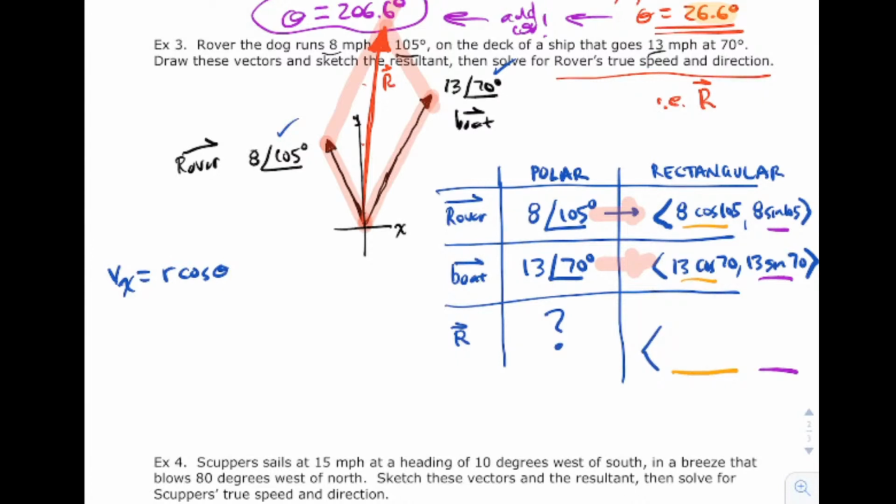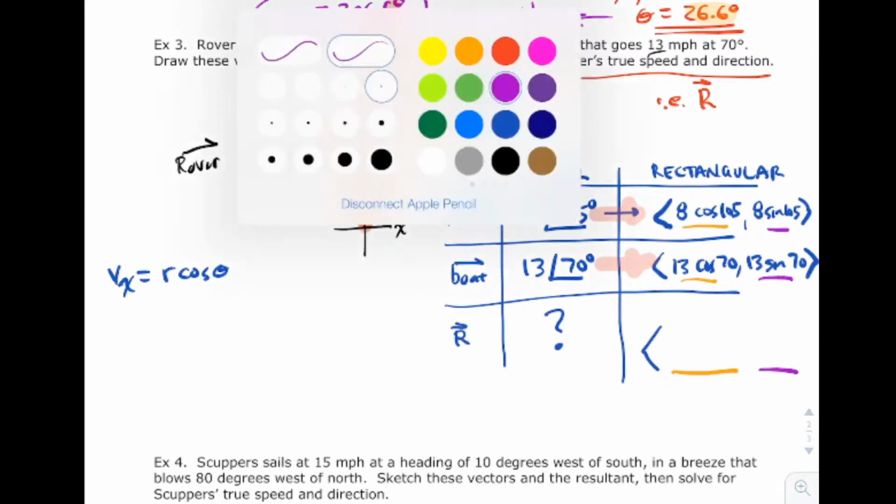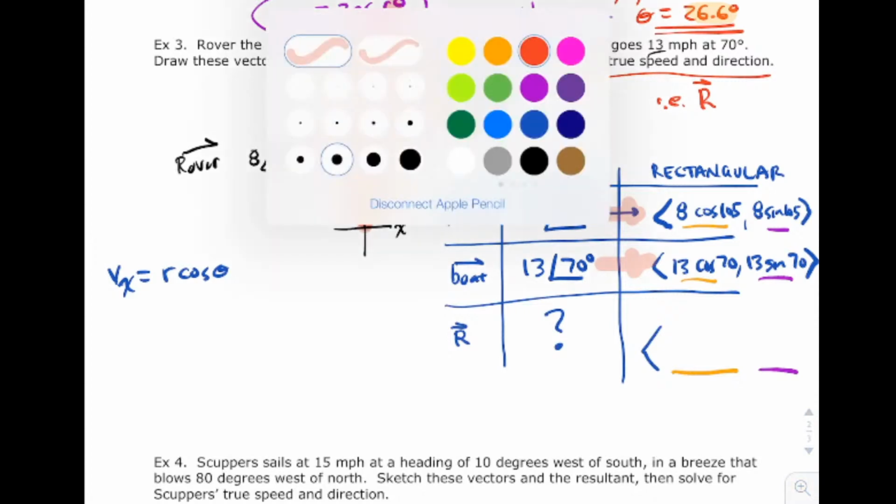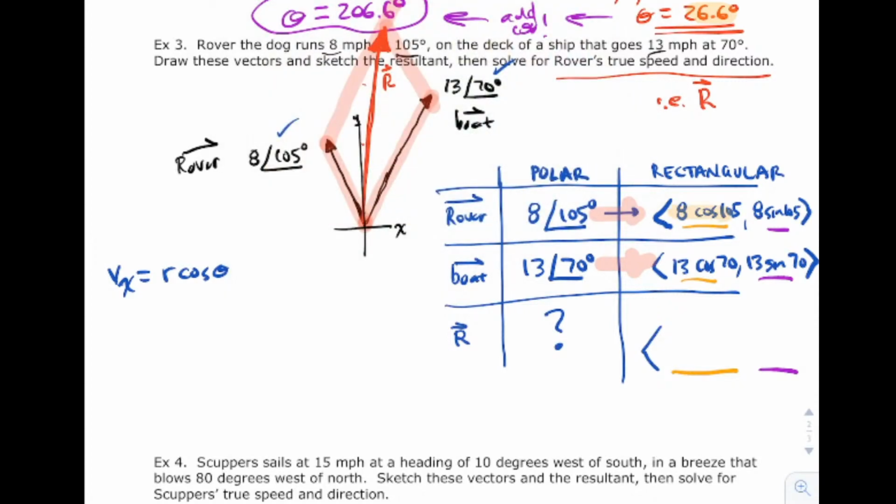So now I'm going to get out my calculator. And I'm actually going to type. So where am I? I'm right here. I'm going to actually type this in. I'm going to hit the clear button. I'm going to type 8 cosine 105. Make sure you close the parentheses. You have to close the parentheses. Then I can say plus 13 cosine 70. Close the parentheses again. Hit equals.